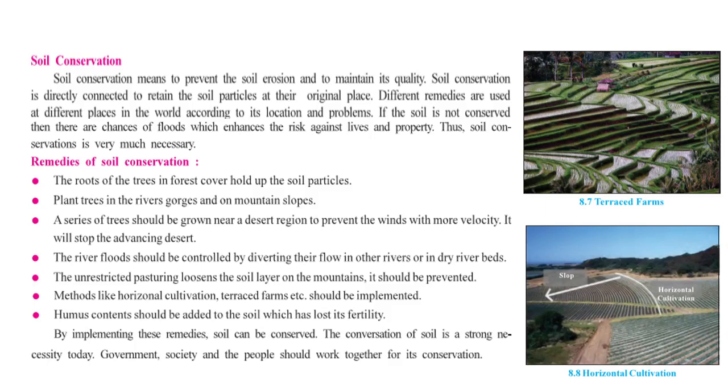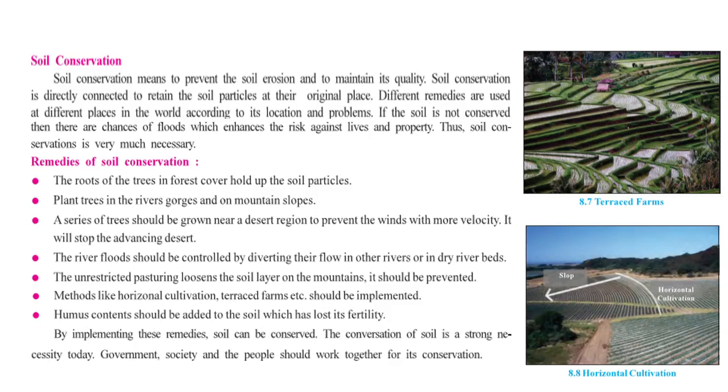The river floods should be controlled by diverting their flow in other rivers or in dry river beds. जहां पर जो रिवर में फ्लड आता है, so we can divert the rivers, हम डाइवर्ट कर दे ड्राई एरियाज में ताकि फ्लड ना आए और रिवर फ्लो एक ड्राई रीजन में डाइवर्ट हो जाए.